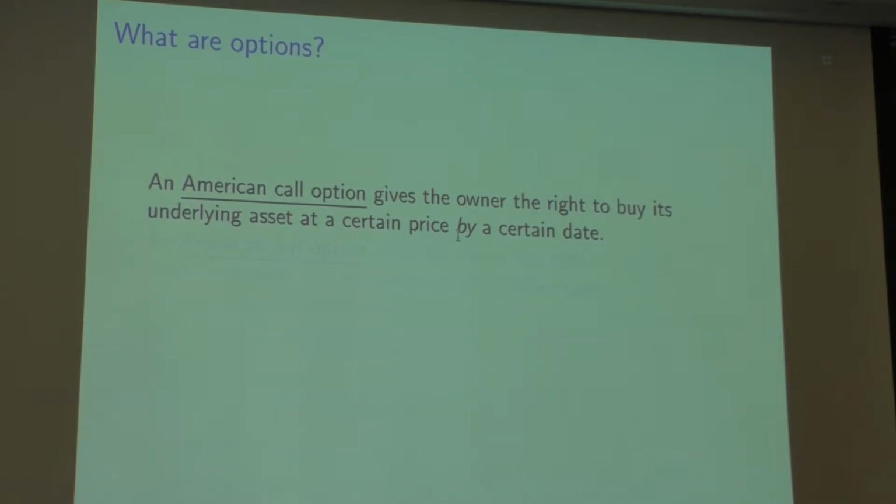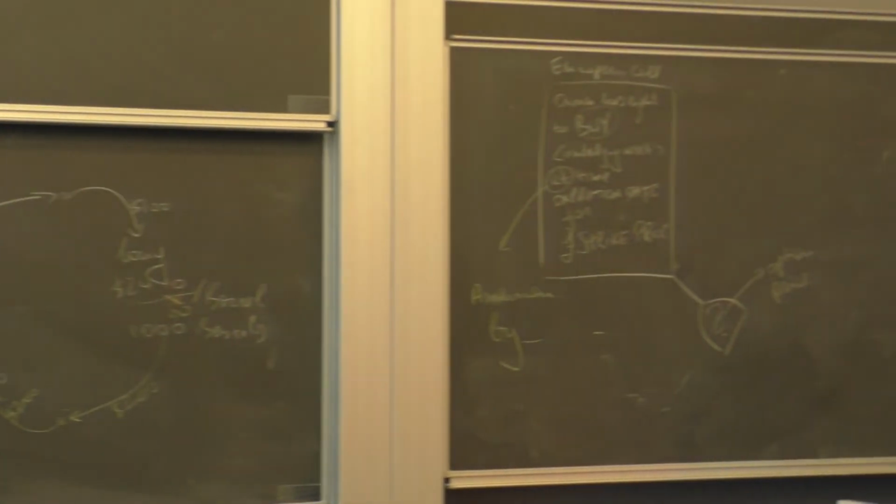So the difference between European and American is that this "at" becomes "by". Okay? And what is an American put option?